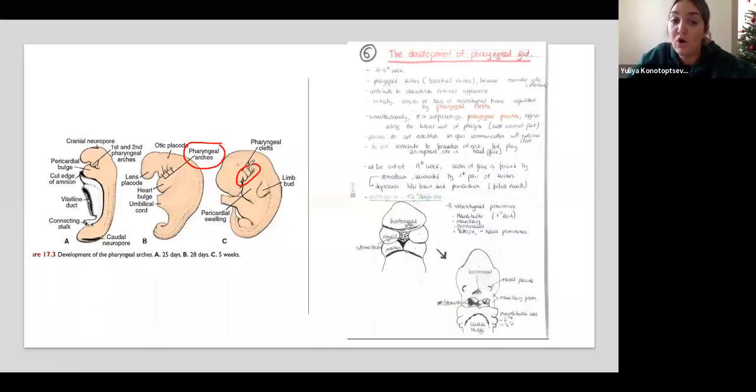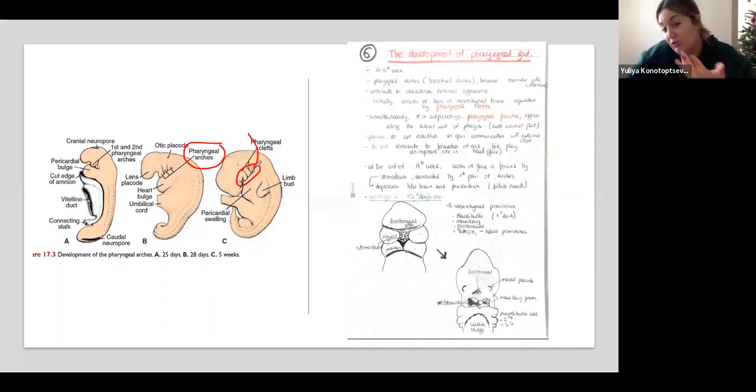Some professors call these pharyngeal arches branchial arches. Why? Because branchia is another name for gills. So I repeat, fishes have gills in their neck region to breathe underwater. It looks like gills, right? So older professors call these pharyngeal arches branchial arches because branchia is the same as gills. Do pharyngeal arches have the same function as gills? Of course not, okay? It's a completely different structure, but still, for some reason, they call them branchial arches.